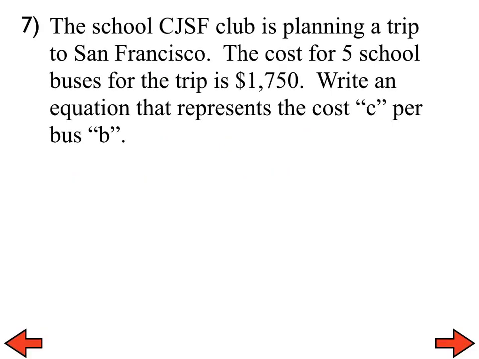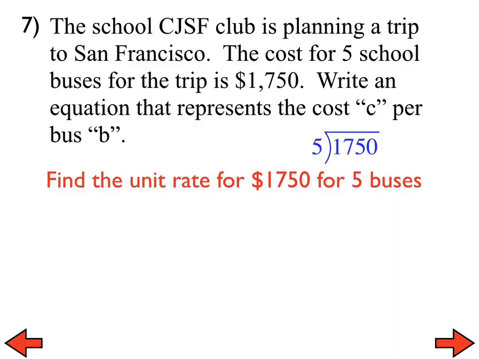So let's go over number 7. Who wants to share what they got for that one? Thank you. I got C equals 350B. Who raised your hand if you got the same thing? Good, I walked around and saw everyone got that one right. Very nice.